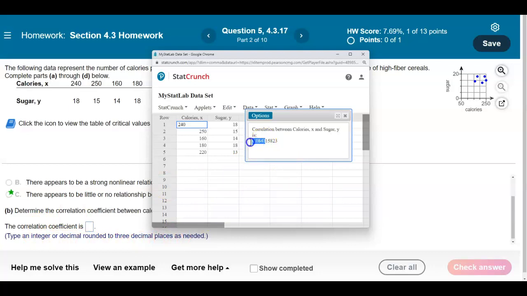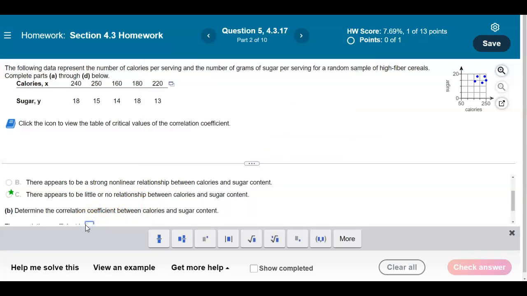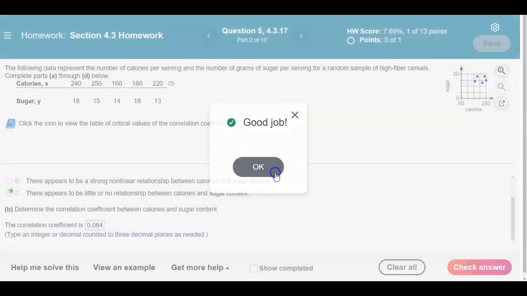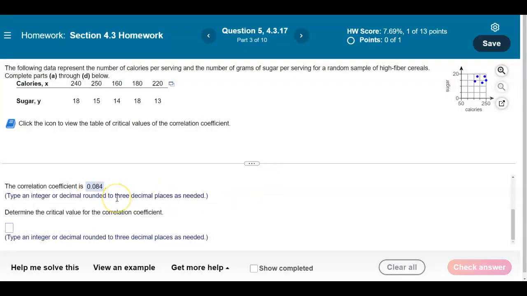So we get 0.084. Let's go ahead and put that in there, 0.084. And therefore there is our correlation coefficient.